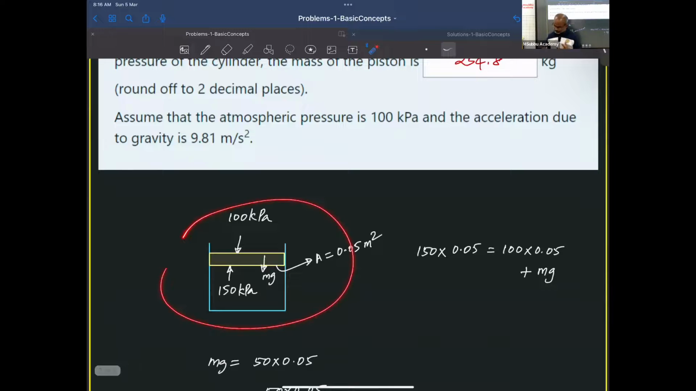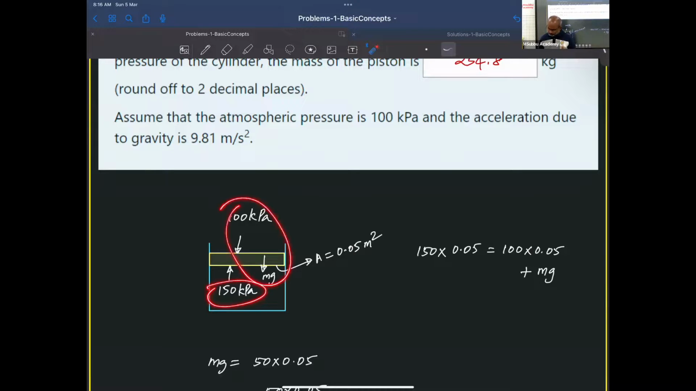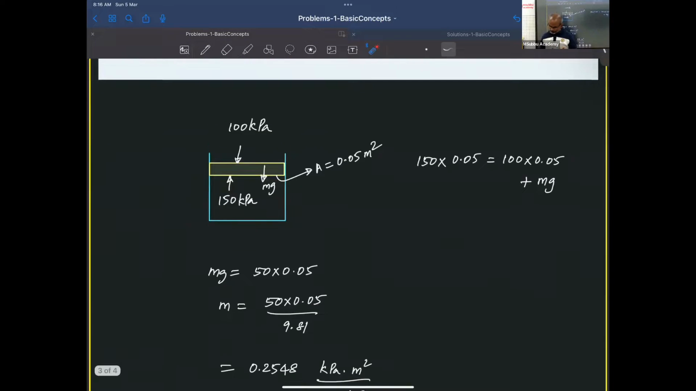So we could represent this schematic. The cylinder contents are at 150 kilopascal, and ambient pressure is 100 kilopascal. And there is a downward force due to the mass of the piston. So the total downward force is one due to the pressure, another due to the mass, and the total opposing force is the pressure of the gas. So we can simply equate this force balance: force upward equal to force downward. Upward force is 150 into 0.05, and downward force is 100 into 0.05, in kilopascal meter square, and mg. We are going to find this m.